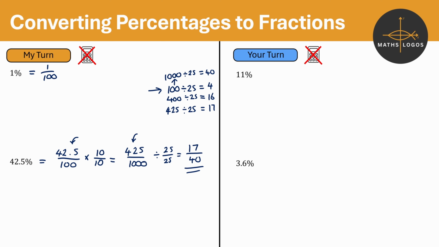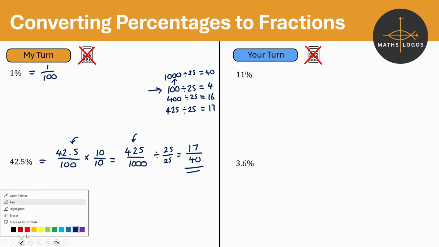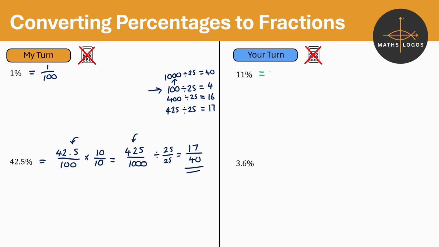Pause the video and give these 2 questions a go. So the first one's 11%. So that is simply 11 over 100. 11 is a prime number, so I can't simplify this fraction any further.